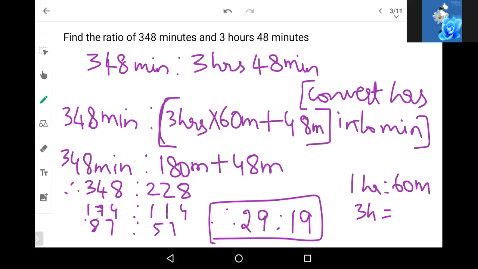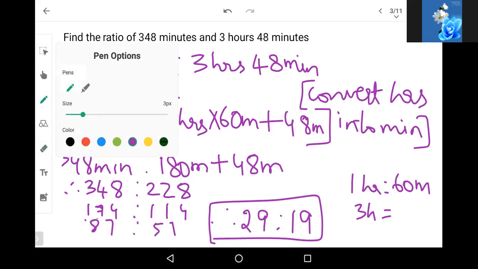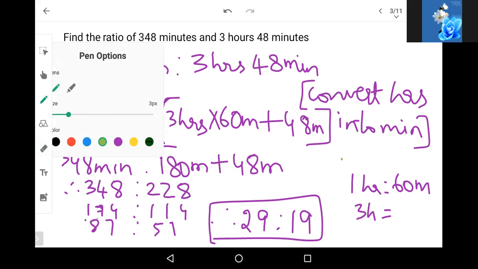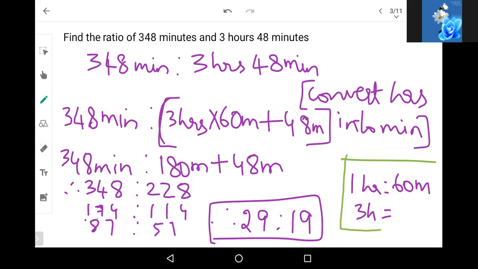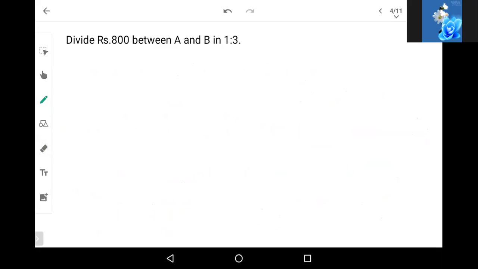Understood? Any doubt in this problem? Can we go to the next problem?